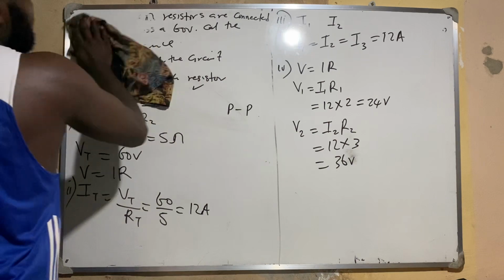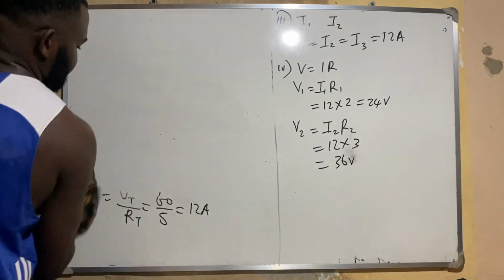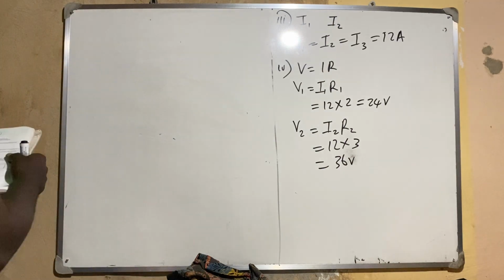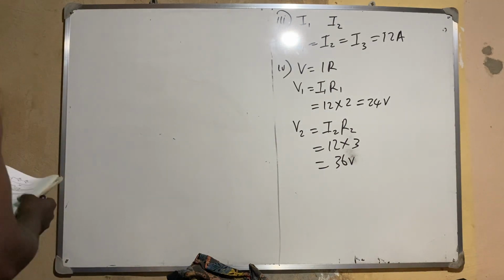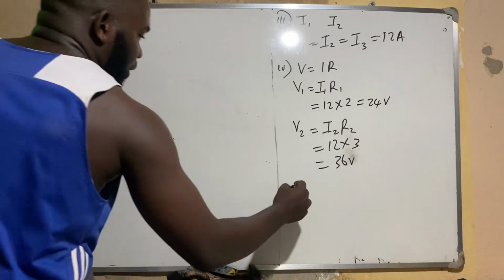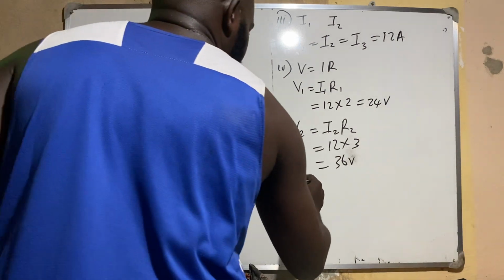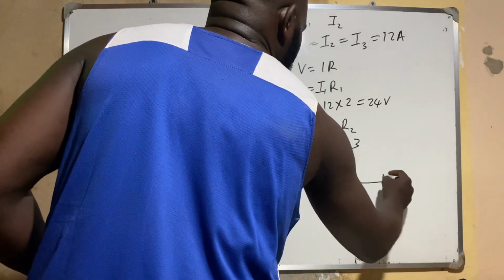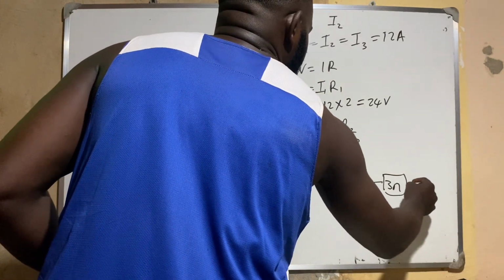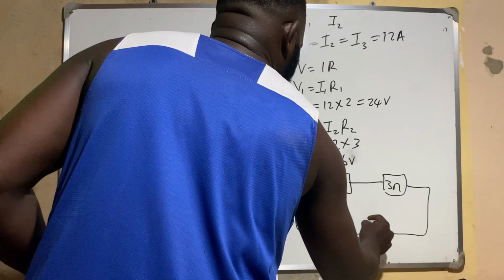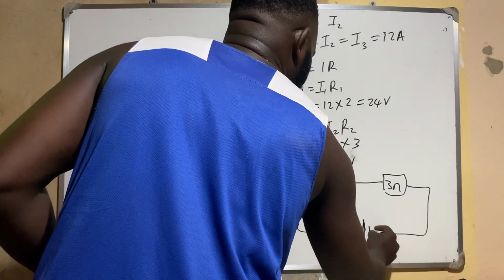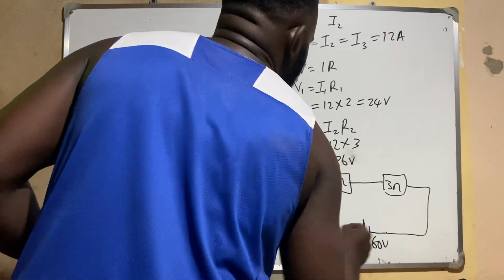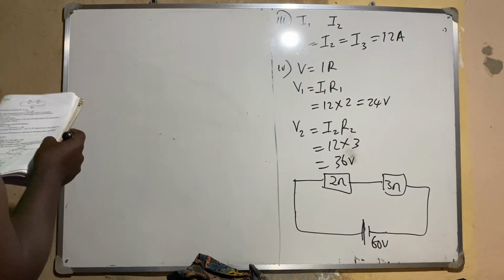Hope that is clear, question number 5. Now let's go to question number 6. You may be asked to draw it. If you are asked to draw this, we have them in series: your first resistor, 2 ohms, and then the second one, 3 ohms, connected to a battery. The battery has 60 volts. So that is how to draw that.